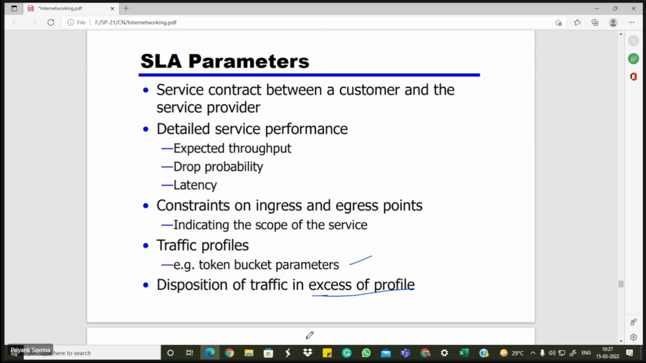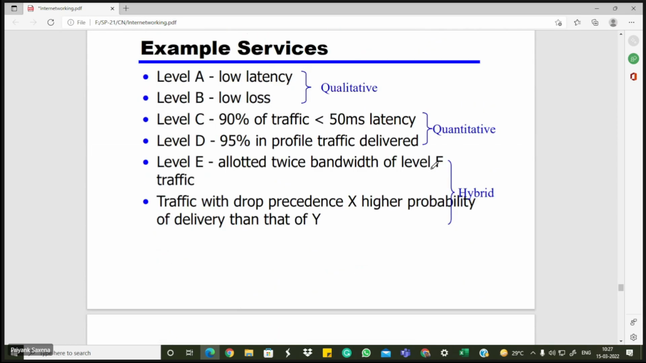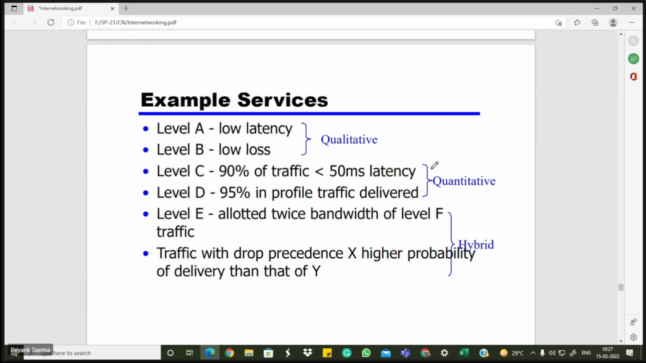Now, what kind of service level agreement? How will you make a service level agreement? Suppose you have to prepare a framework document, how will you prepare it? I can say traffic offered at service label A will be delivered with low latency. Traffic offered at service label B will be delivered with low loss. For label C, 90% of in-profile traffic delivered at service label C will experience no more than 50 millisecond delay.